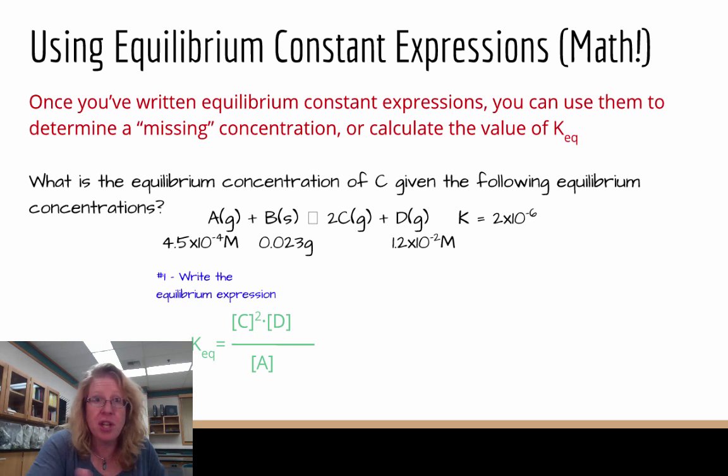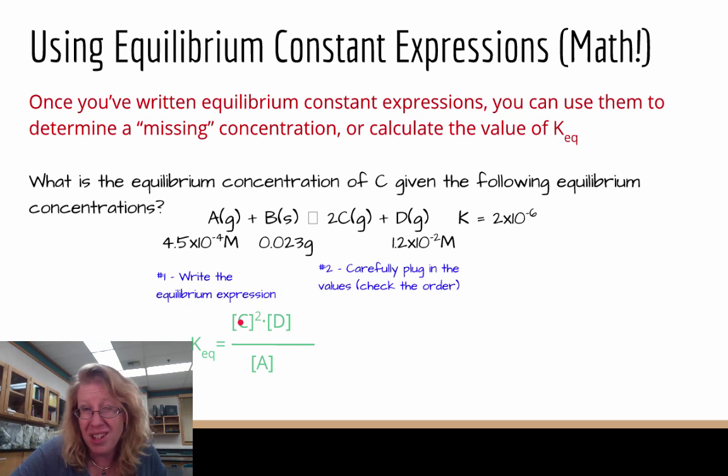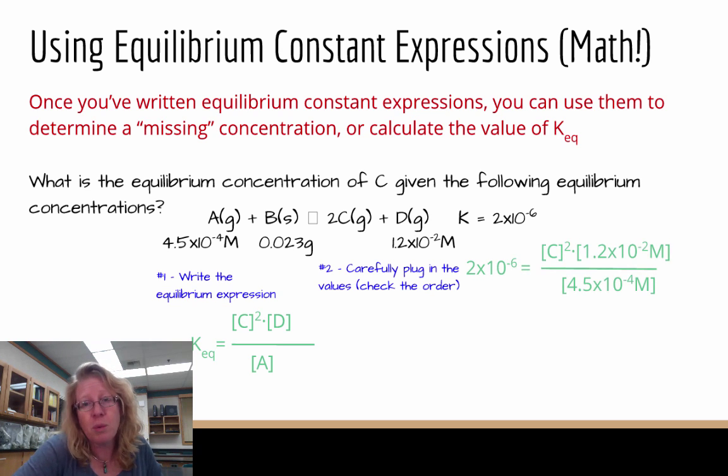Now you're just going to plug in what you're given and figure out what your unknown is. Your unknown is going to be here because you're trying to find the concentration of C. So that's our next step. Carefully plug in your values. Again, make sure you're putting them in the right spot, so just start throwing numbers in there. This is what it looks like.